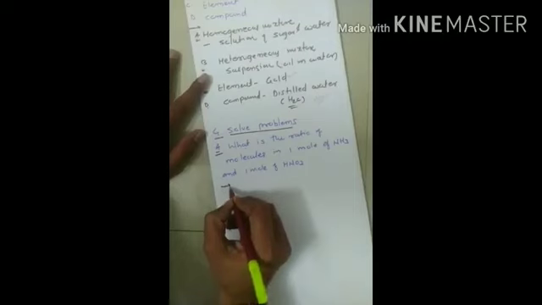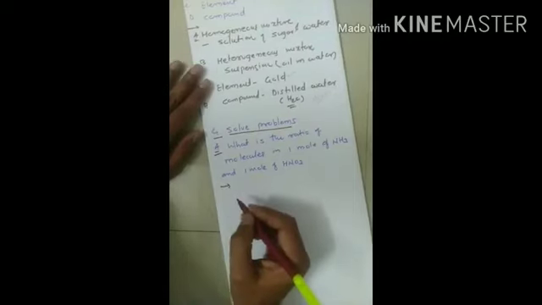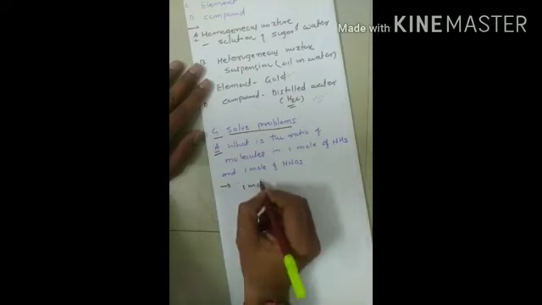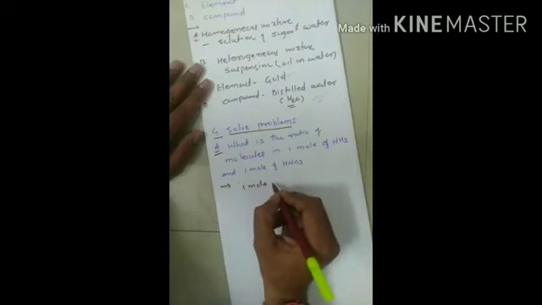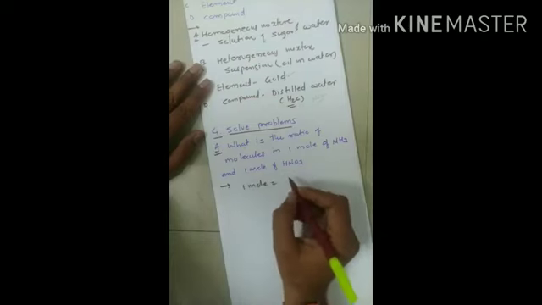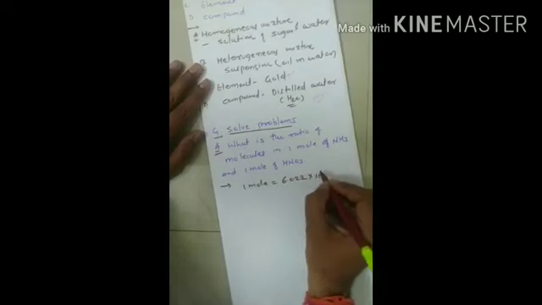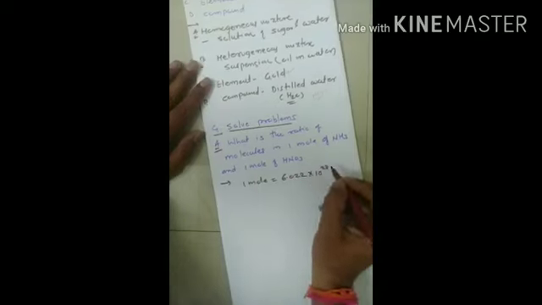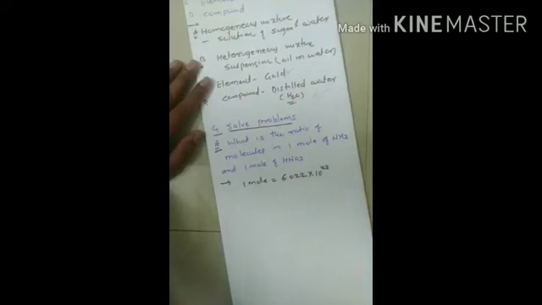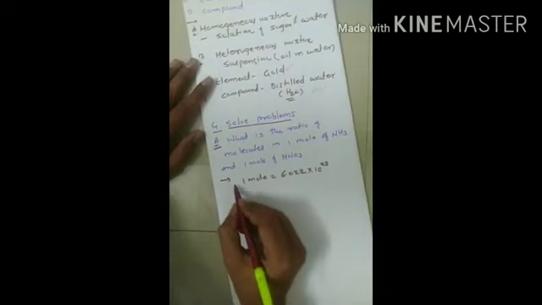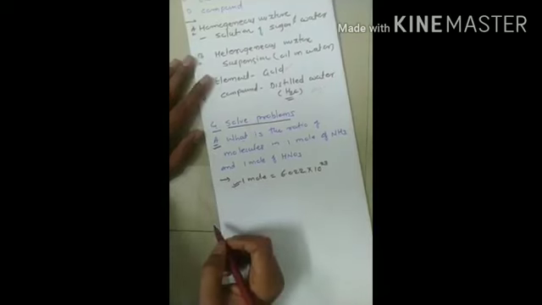Before starting this, we must know the concept. 1 mole of any substance contains how many particles? That is 6.022 into 10 raised to 23 particles. Particles may be entities, molecules, atoms, ions, whatever it may be. 1 mole means 6.022 into 10 raised to 23. We have seen this in the mole concept, in the theory portion.